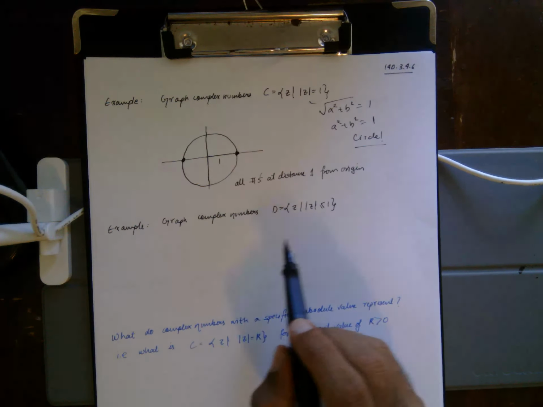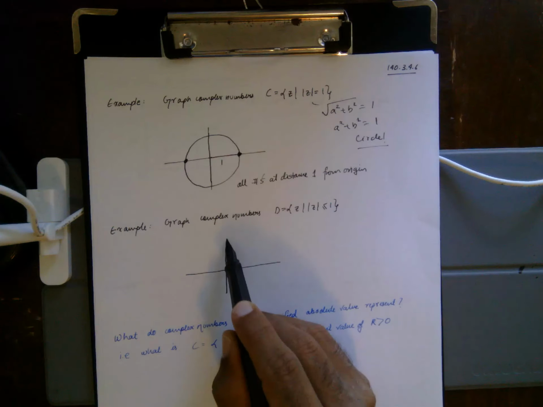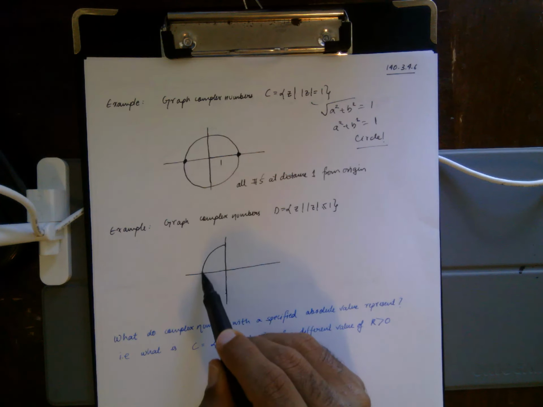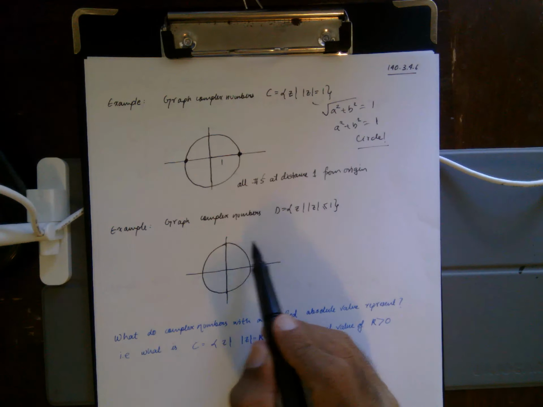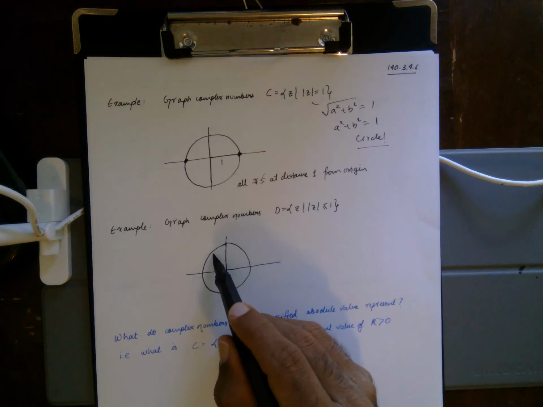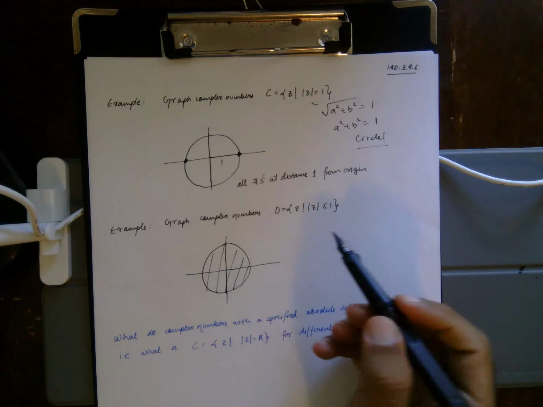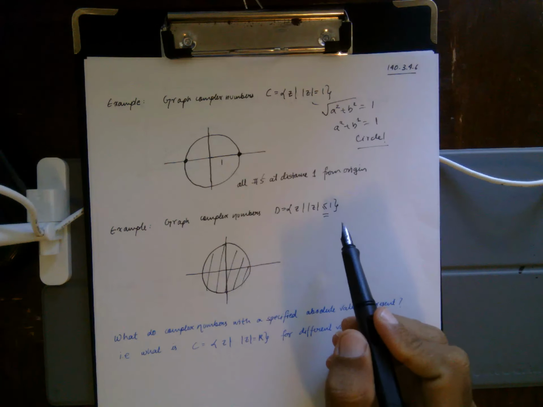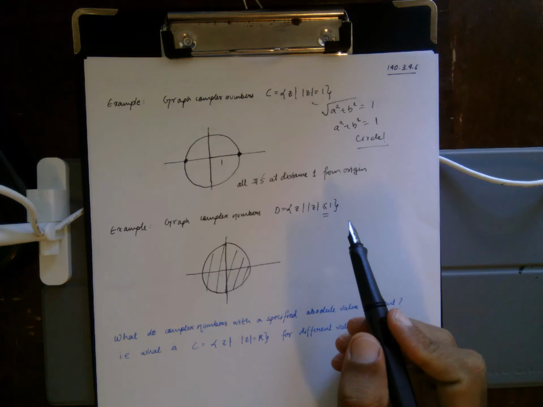Graph the complex numbers. Now, instead of an equality, I have less than. So I already know that everything on this circle has an absolute value 1. So everything inside this is going to have the absolute value less than 1. So when you have an inequality, you actually get a region and not just a shape.